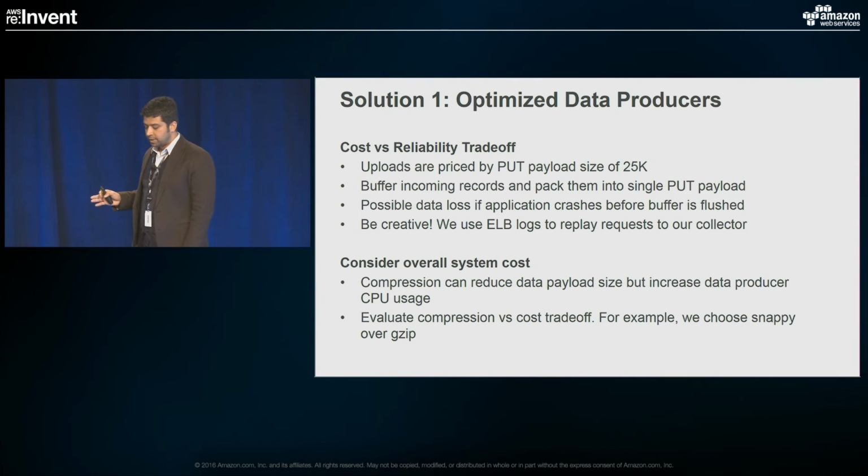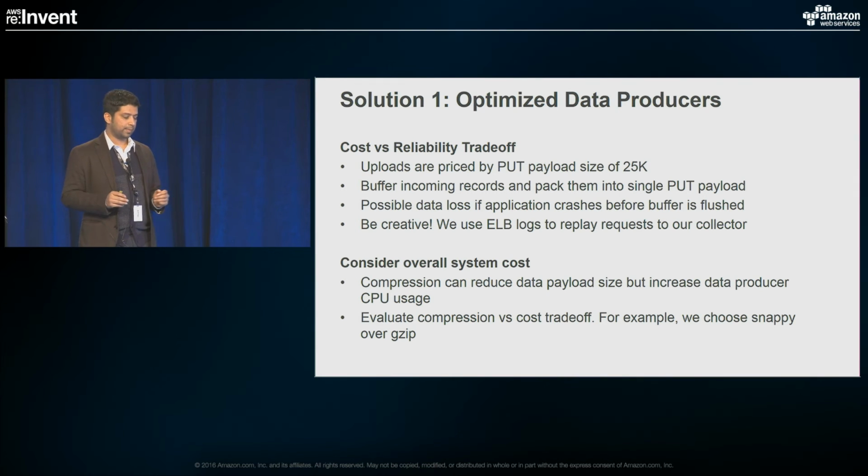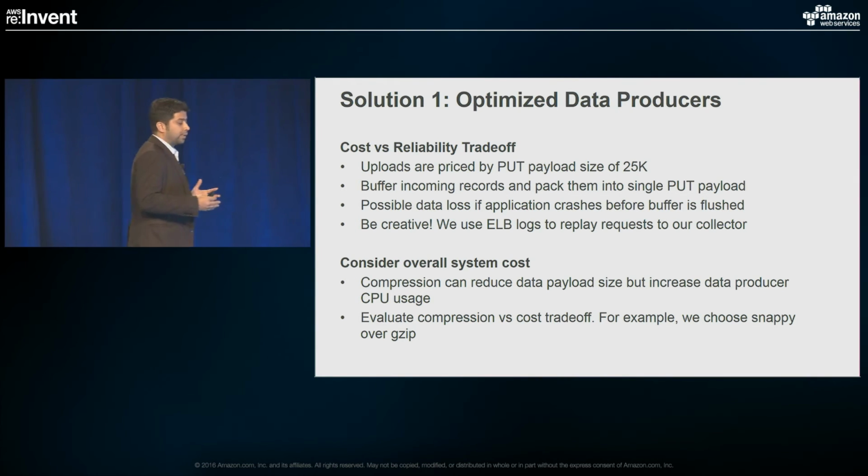Also, while performing optimizations, it's important to consider the overall system cost. Compression, for example, reduces the amount of data that's put into the stream, thereby reducing the infrastructure costs of Kinesis. However, compression also increases the CPU utilization of the producers and the consumers. So it's really important to experiment and determine whether compression makes sense and what compression technology to use. In our experiments, we found that using Snappy instead of gzip actually resulted in a reduction of our overall cost, even though Snappy has a lower compression ratio compared to gzip. So again, it's really important to keep the overall system cost in mind.